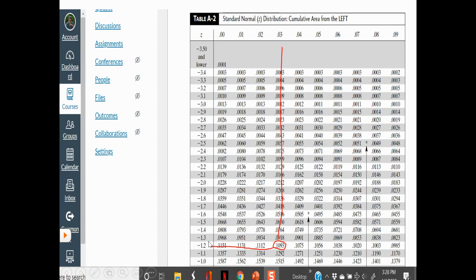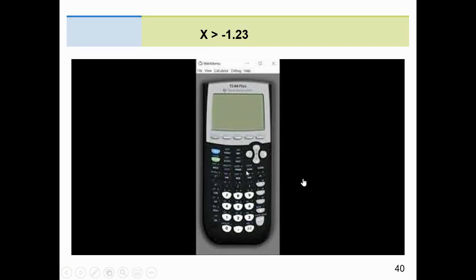This is how I did it. There's my negative 1.2, and there's the remaining 0.03, and that's how we came up with an answer of 0.1093 for that area to the left, and we subtracted it from 1. You can see, using the charts, it gets to be a little cumbersome after a while. Thank God for a calculator. And there I show you how to do it on the calculator.